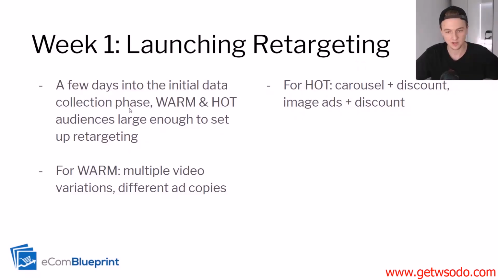For the warm retargeting, I had multiple video variations and different ad copies, and this is what worked well. Just more videos of the product, different videos than cold traffic. And then for hot, what I did is a carousel plus discount. This is my best performing ad for retargeting for this store. It was just a carousel ad with different pictures of the product and a discount. And then an image ad plus a discount and also a few videos.